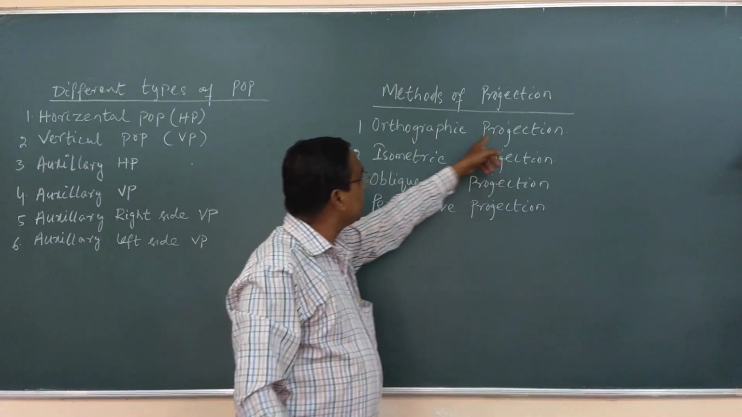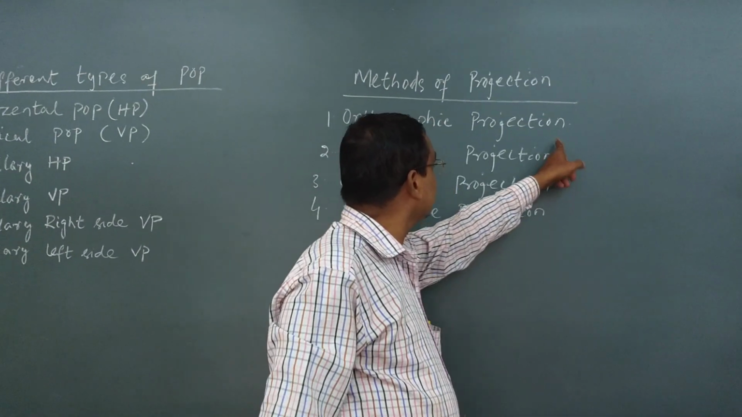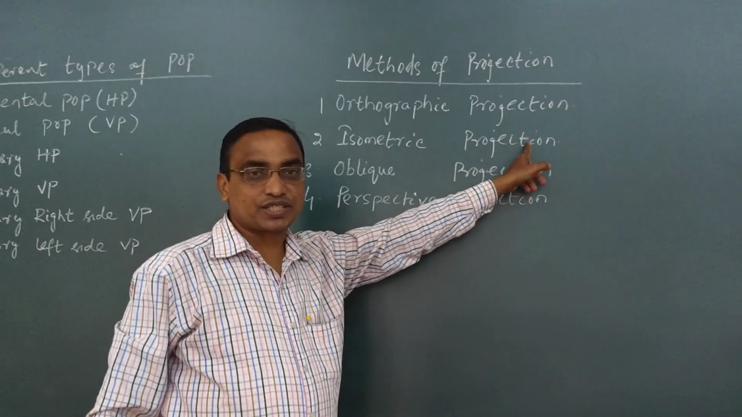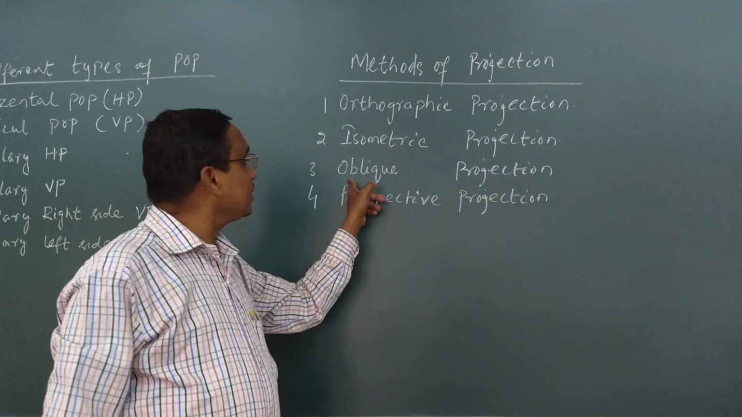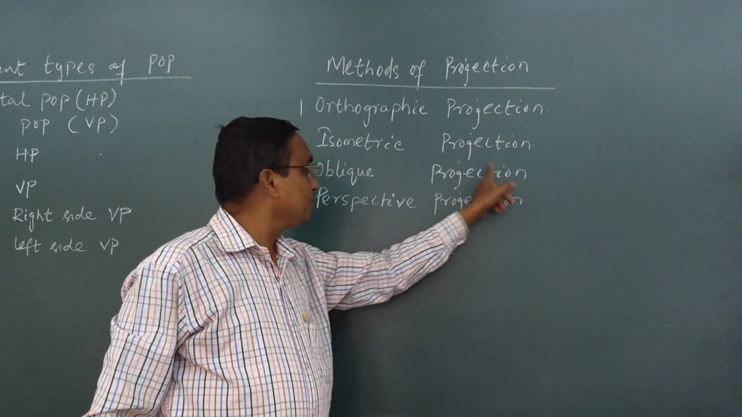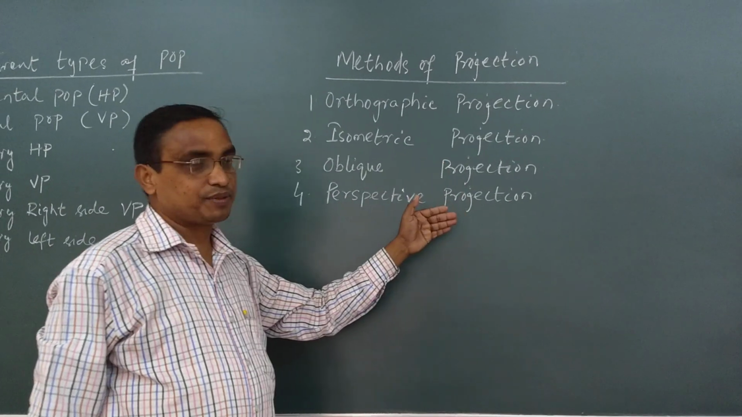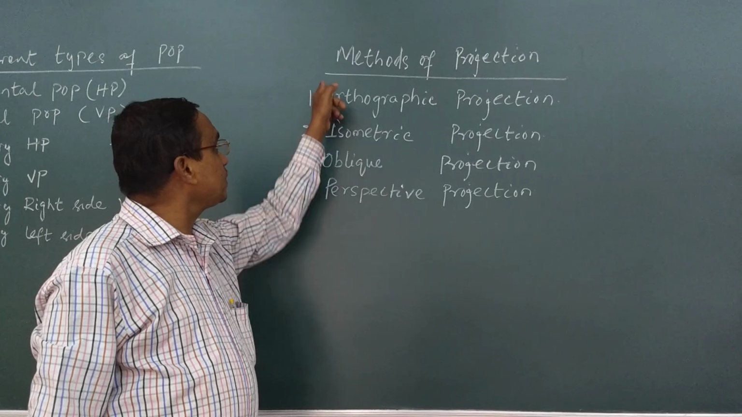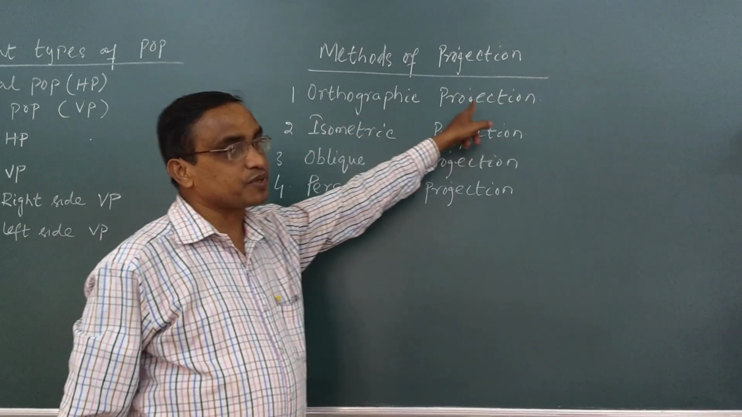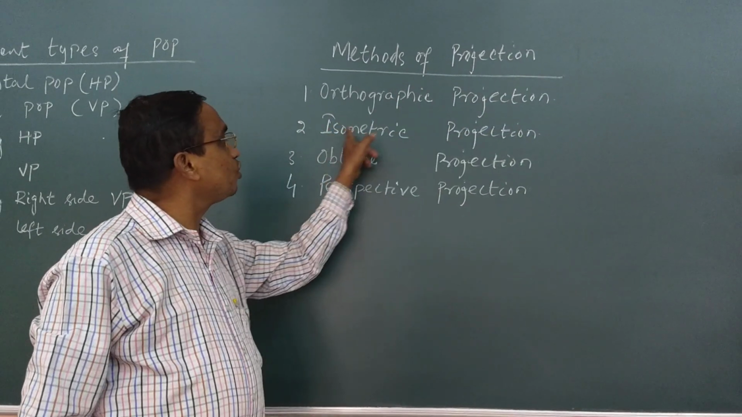One is orthographic projection. Second one is isometric projection. Third one is oblique projection. Fourth one is perspective projection. But in our syllabus, we only have two types of projection. One is orthographic projection. Second one is isometric projection.